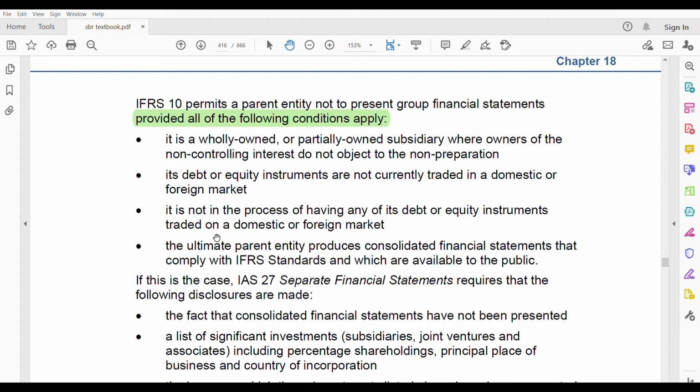Fourth, the ultimate parent entity produces consolidated financial statements that comply with IFRS standards and which are available to the public.